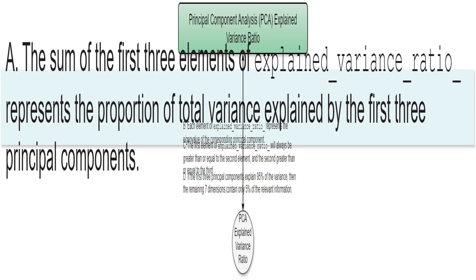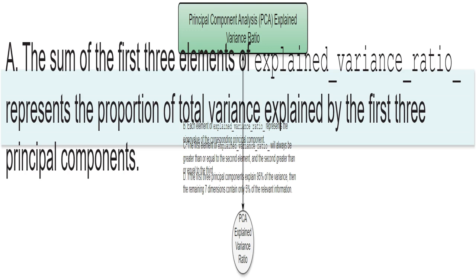This statement is absolutely true. The explained_variance_ratio attribute gives a percentage for each component. Summing the percentages for the top three components gives the total percentage of variance captured by those three components combined. For example, if the first three components have explained variance ratios of 0.4, 0.3, and 0.2, then together they explain 90%.